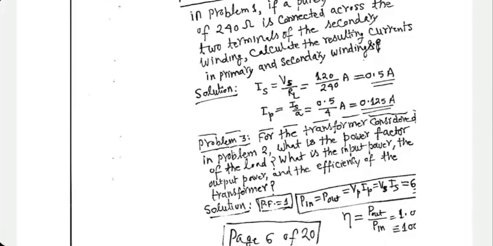Okay. What is the power factor of the load? Third problem. Obviously it is 1 because it's a purely resistive load. What is the input power? What is the output power? What is the efficiency? Input power is simply VpIp.